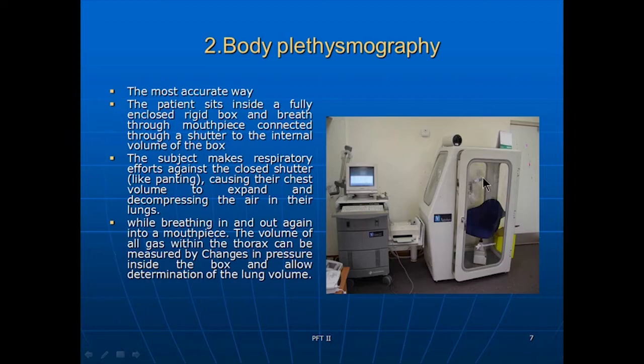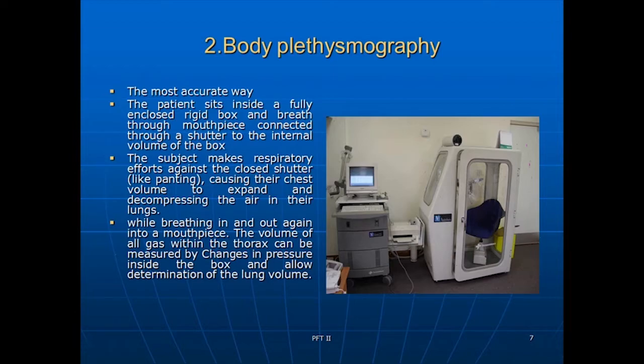So the patient will breathe through this mouthpiece, so they will close the door, and the subject makes respiratory efforts against the closed shutter like they pant. So what they're going to do, and you're going to see this in the video, they close the door and they tell the patient to breathe normal. So they'll take a couple of just normal breaths through this mouthpiece.